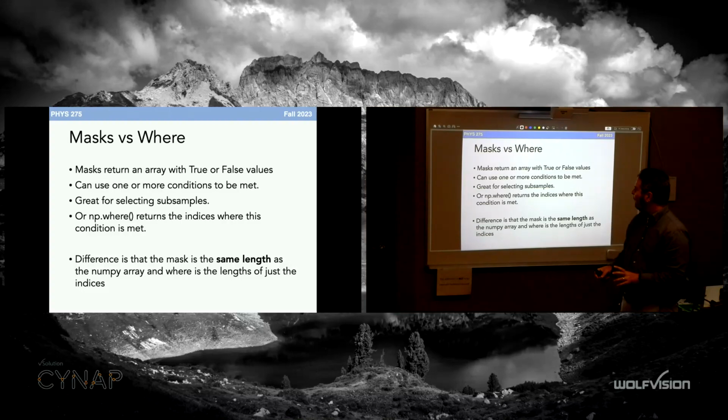OK, so if I do where, like, I do NumPy where value is greater than 0, then I'm getting a shorter array where I've just literally cut them out. See how the difference works there?